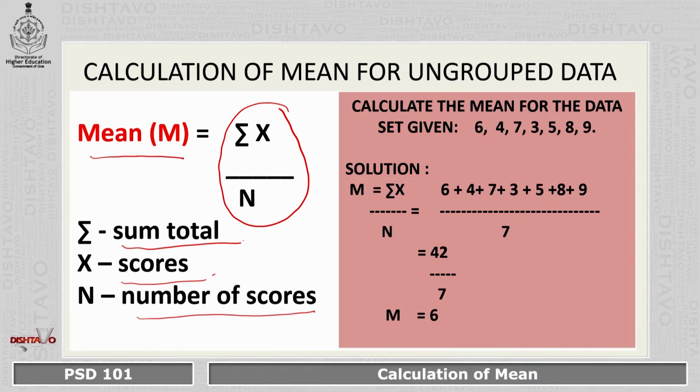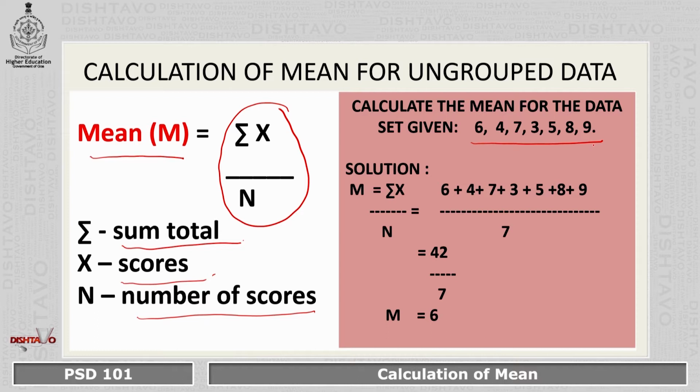Let us work with a problem in hand. The problem is calculate the mean for the data set given. And this is the data set that is given to you. It consists of numbers 6, 4, 7, 3, 5, 8, 9. So altogether we have 5 numbers here.